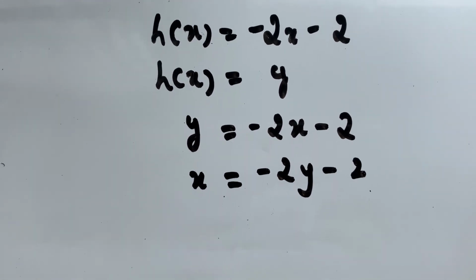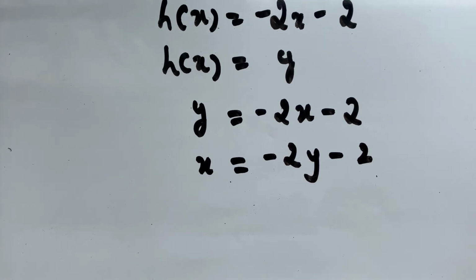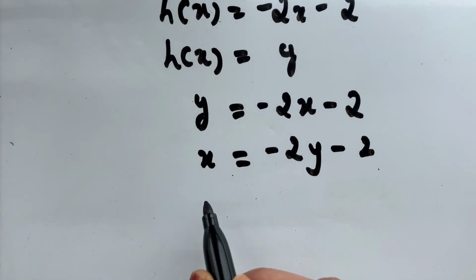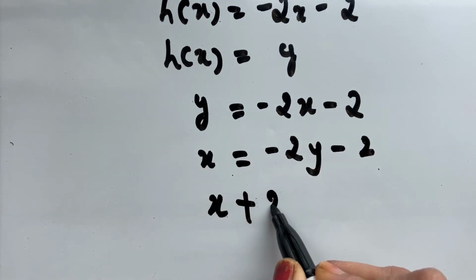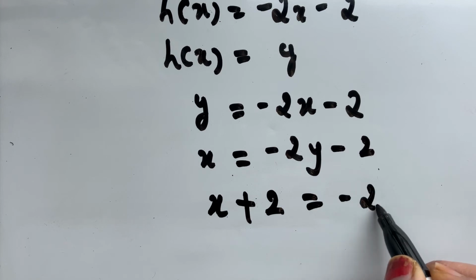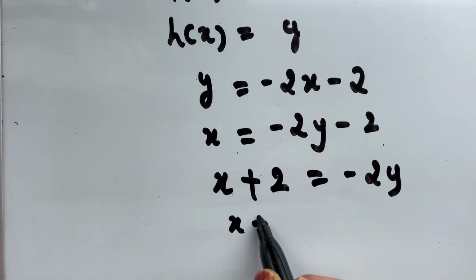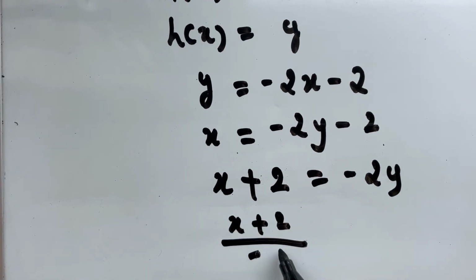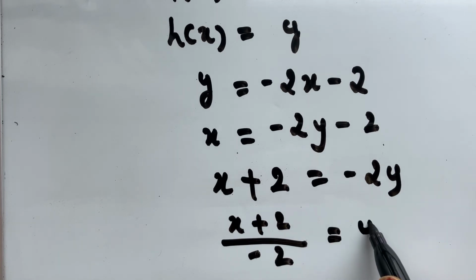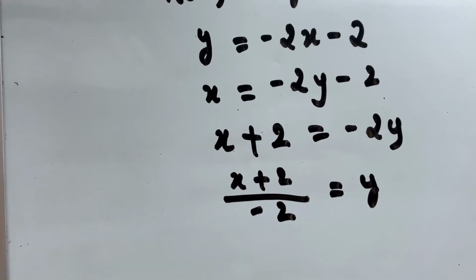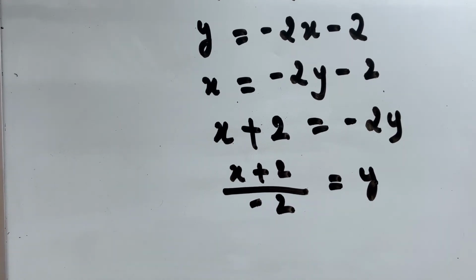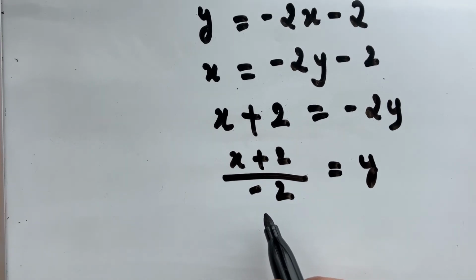Now solve for y. You have to find the value of y now. That means solve this equation: x plus 2 goes to the left hand side, is equal to negative 2y. X plus 2 divided by negative 2 is equal to y. Divide both sides by negative 2. This is our inverse. We have to write this inverse in the form of ax plus b.